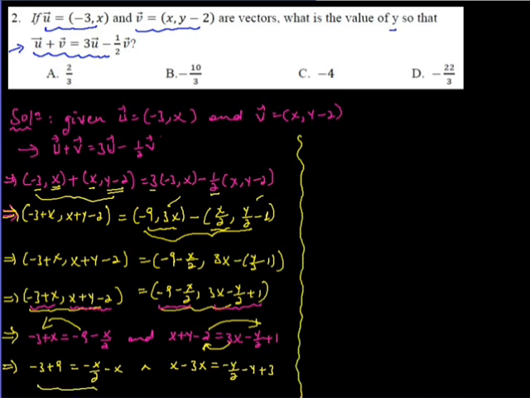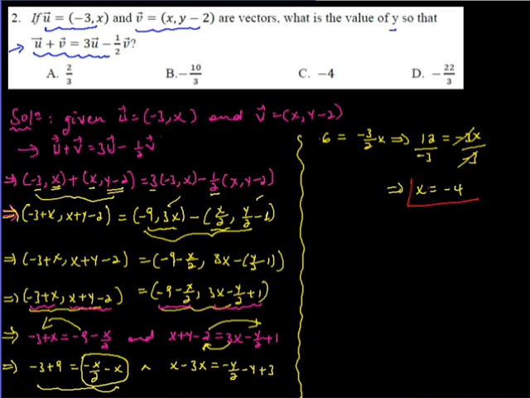So from the first part, you can get the value of x. Minus 3 plus 9 is 6. 6 is equal to minus 3 over 2x, because here minus x over 2 minus x means minus 3 over 2x. So multiplying both sides by 2, 12 is equal to minus 3x. Dividing both sides by minus 3, then you will get the value of x from the first part. 12 over minus 3 is minus 4. So minus 4 is the value of x.